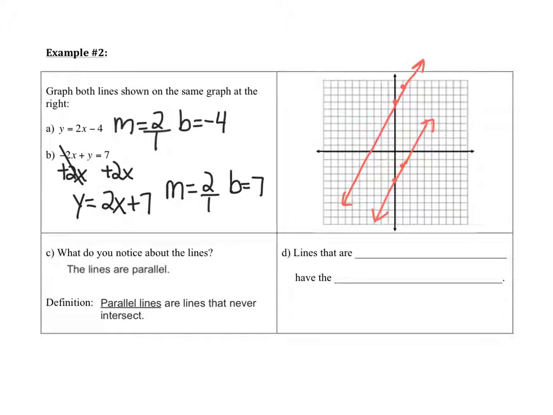Let's look at their equations. One of them was y equals 2x minus 4, and the other one, once we got y by itself, was y equals 2x plus 7. Do you see how they both have a slope of 2? Again, that means that both of them are going to keep going up 2 and over 1 forever and ever. If they both continue at the same rate and they never change from that, they will never intersect. So therefore, lines that are parallel have the same slope. So again, anytime you see that 2 lines have the same slope, and again, those 2 equations would have to have y by itself, you automatically can assume that the lines are parallel.